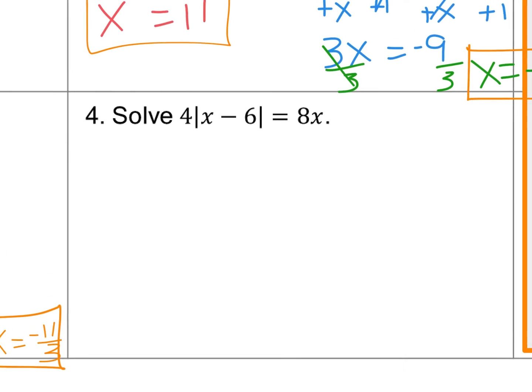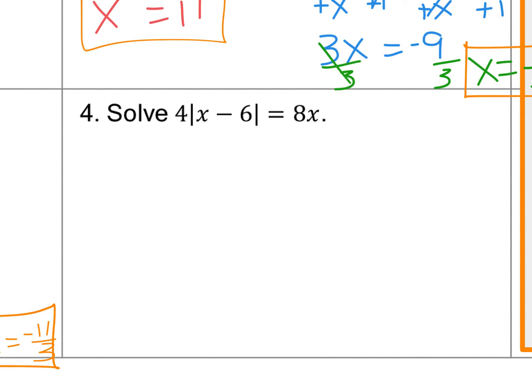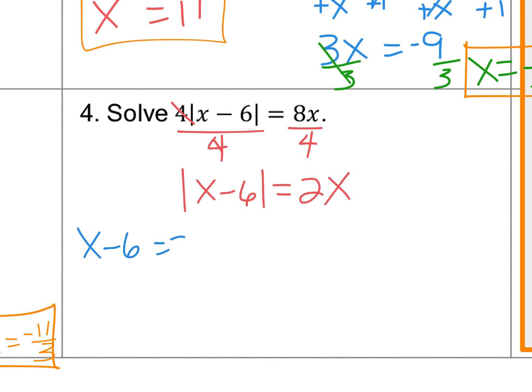Okay, we're on to the last problem. So pause the video, try this one, and then start the video up again to see if you're right. Okay, so we're going to start by dividing 4 from both sides. Absolute value of x minus 6 equals 2x. Then we're going to separate it. x minus 6 equals 2x. x minus 6 equals negative 2x.